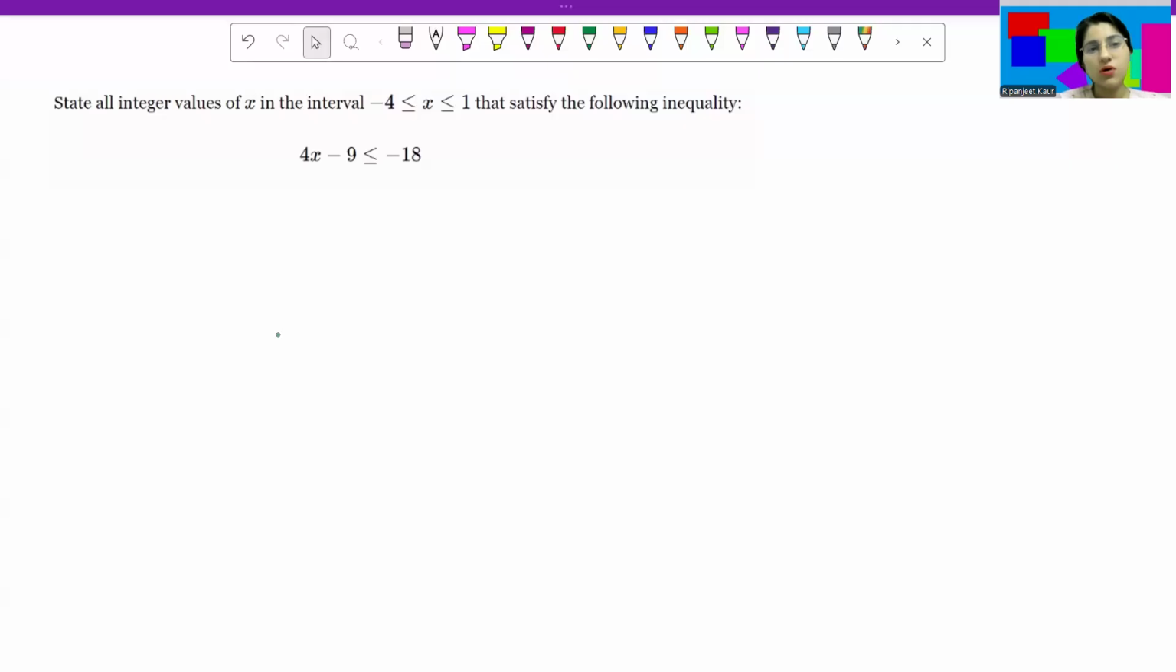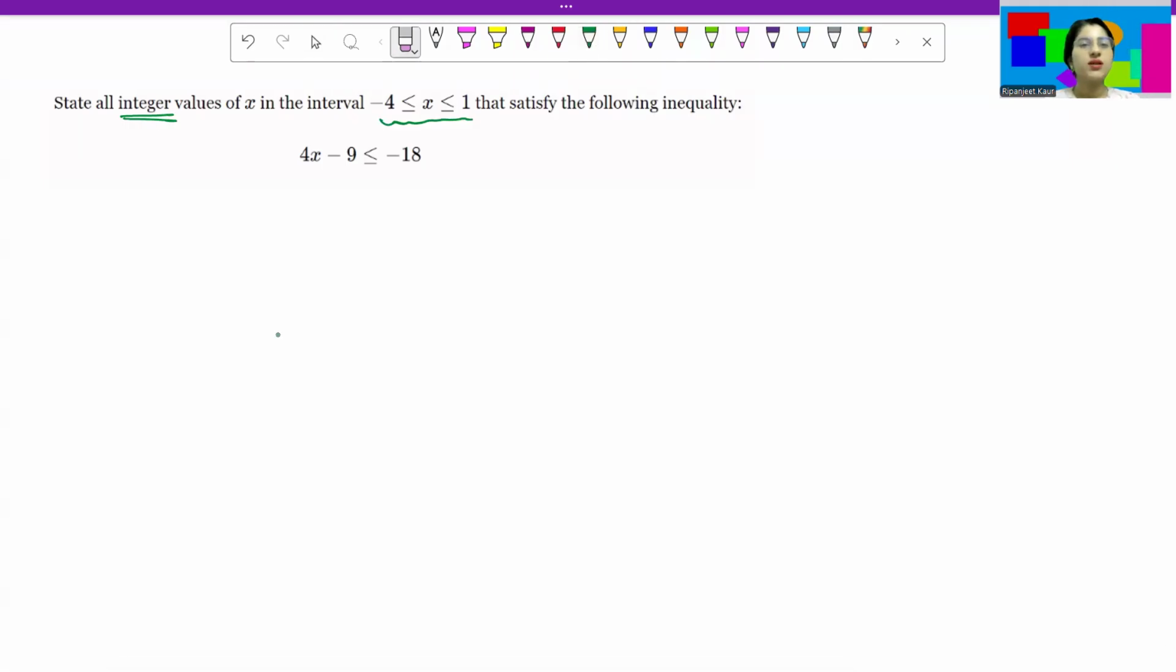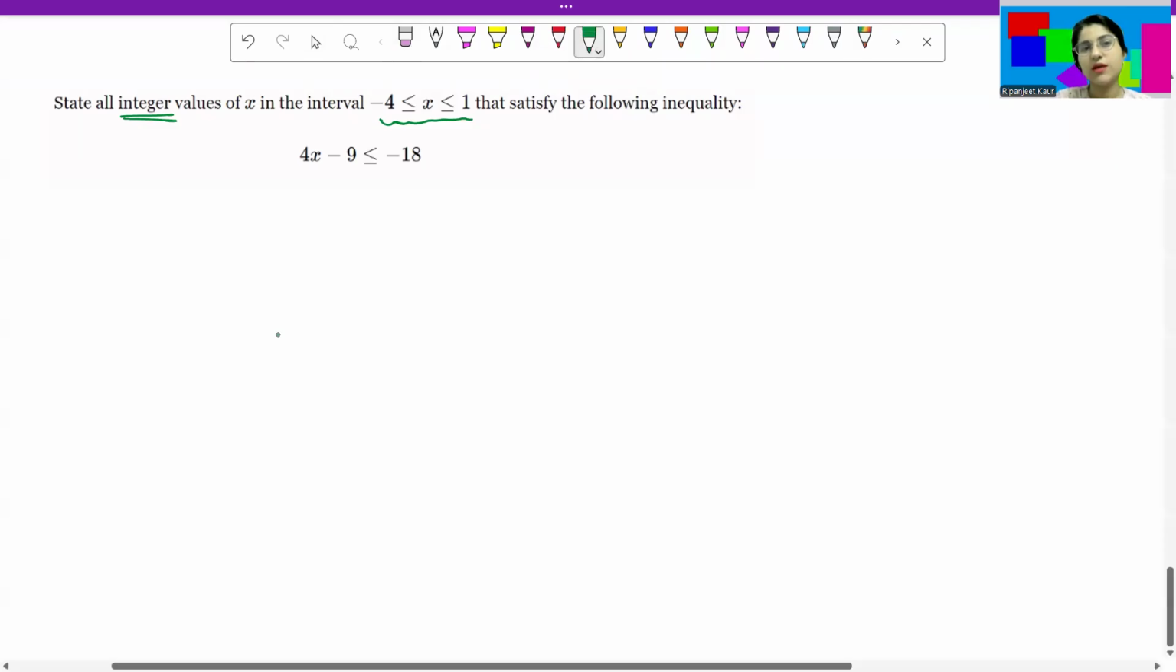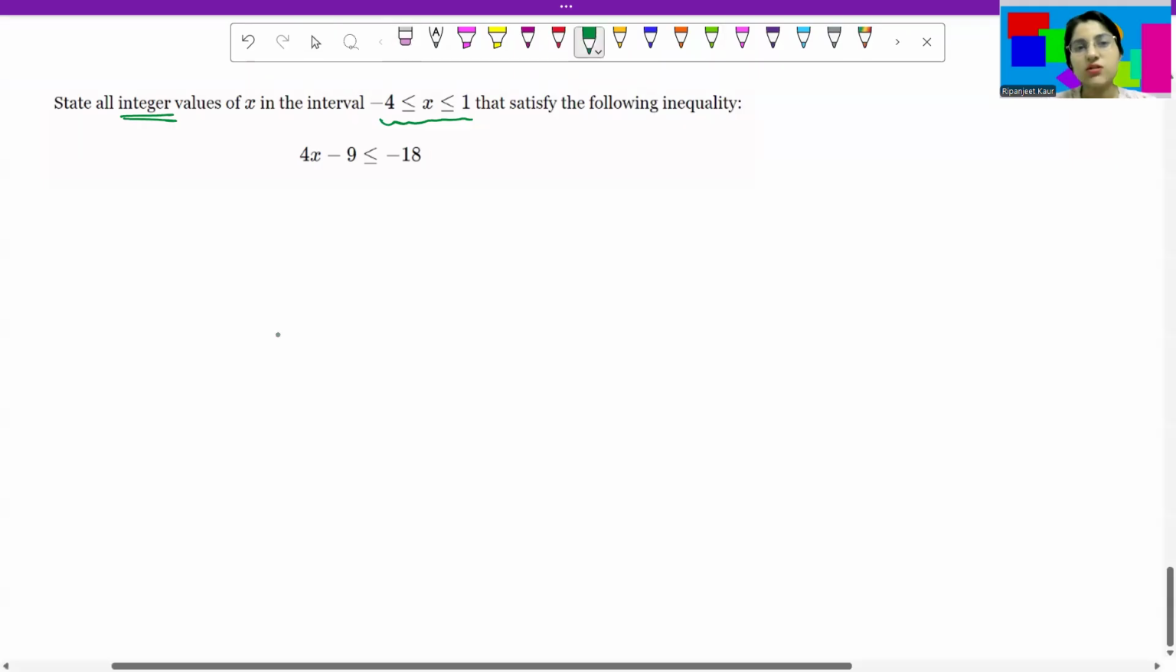So we want to state all the integer values of x only in this interval that satisfy this inequality. Whenever this kind of question has been given that we have to find out values, let's concentrate first on how we can find out the values. That means solving this particular inequality first. So we will use the previous methods of solving the inequality.